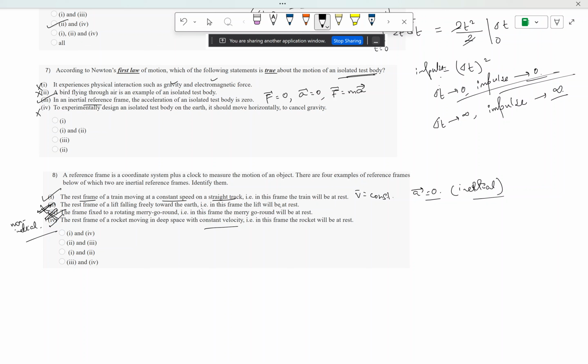Then the rest frame of a lift falling freely toward the earth, that is, in this frame the lift will be at rest. So the lift is actually falling down toward the earth, so it will be acted on by the gravitational force or acceleration g, where g is equal to 10 meter per second square in SI unit. So the lift is actually falling down with this acceleration. Its falling direction is constant, velocity direction is constant, but the value of the velocity is changing, because there is a certain g which is acting over time, so the velocity is not constant. So here, because there is a non-zero acceleration, it is a non-inertial frame.